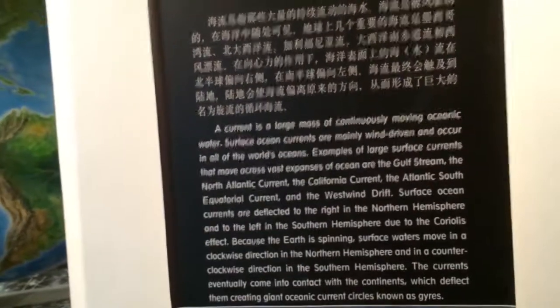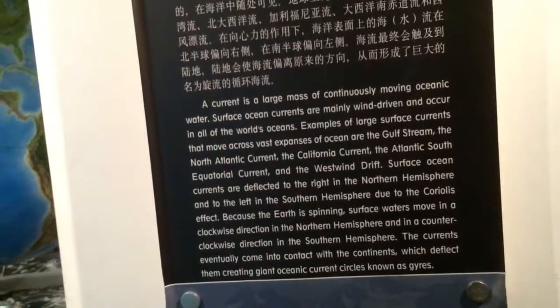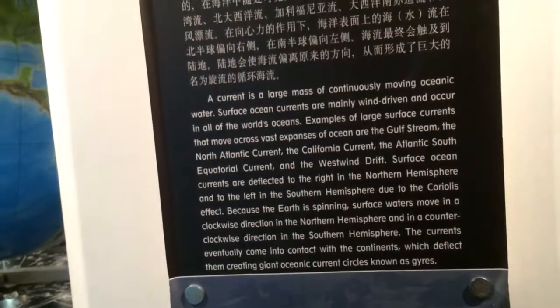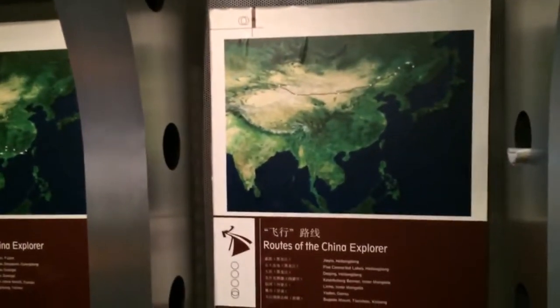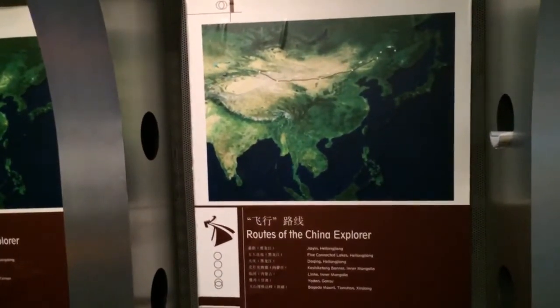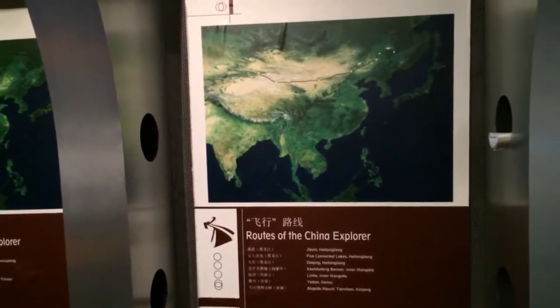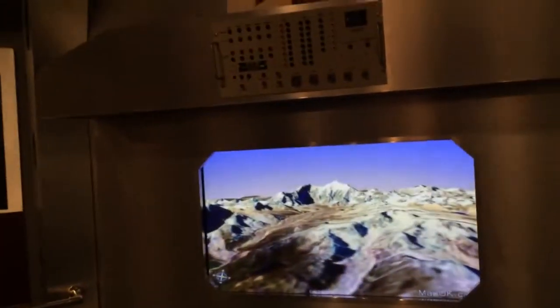So, giant ocean currents called gyres, clockwise northern hemisphere, counterclockwise southern hemisphere, due to the Coriolis effect that influences weather patterns. The wind tends to follow the ocean. Routes of Chinese explorers. 5 connected lakes. Flying tour of China with a bird's eye view over her terrain, landscape and scenery.